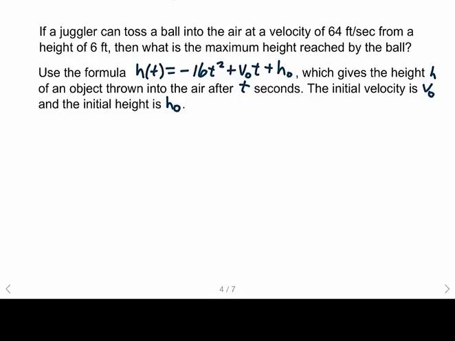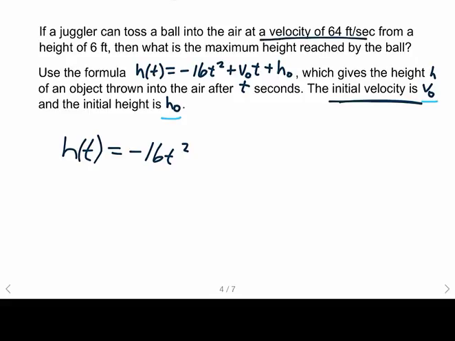First off, it's easier for me to say v naught and h naught. So v sub 0 and h sub 0, also known as v naught and h naught. As far as the formula, we have this quadratic equation, h of t is equal to negative 16t squared, now plus v naught t, but v naught is the initial velocity. The initial velocity was given to be 64 feet per second, so we're going to flesh that out by putting a 64t. And then h naught is the initial height. We're told that the height it's being thrown from is 6 feet.